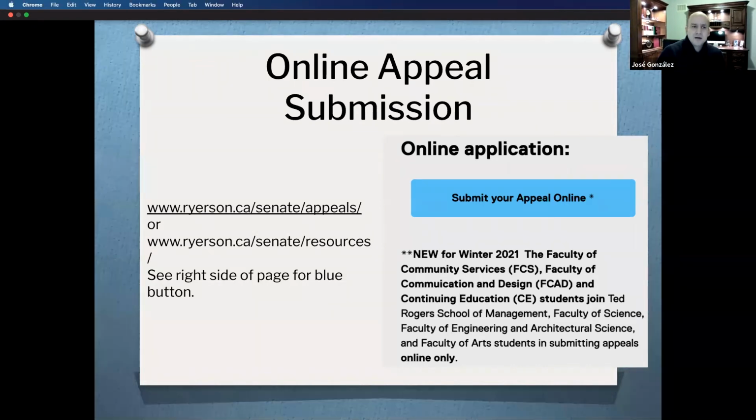If you are a graduate student, or you belong to the faculty of law, then you will be expected to submit your appeal via email, and you will send that to your director or your dean. So undergrad, everyone files online. Graduate students and law students file with the dean.